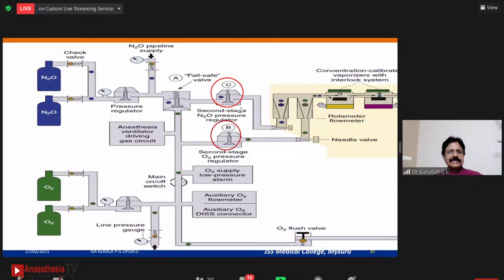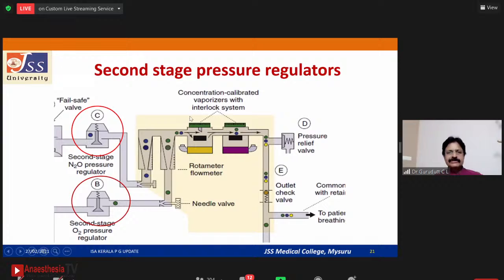So now coming to another part of the intermediate system, these are the second stage pressure regulators. I told you that they are present only in GE machines. They are not there in the Draeger machines. These second stage pressure regulators are just upstream of the fail-safe valves and downstream of the flow meter assembly. What they do is reduce the pressure. Oxygen pressure is reduced to 14 psig, and nitrous oxide pressure is reduced to about 26 to 29 psig.